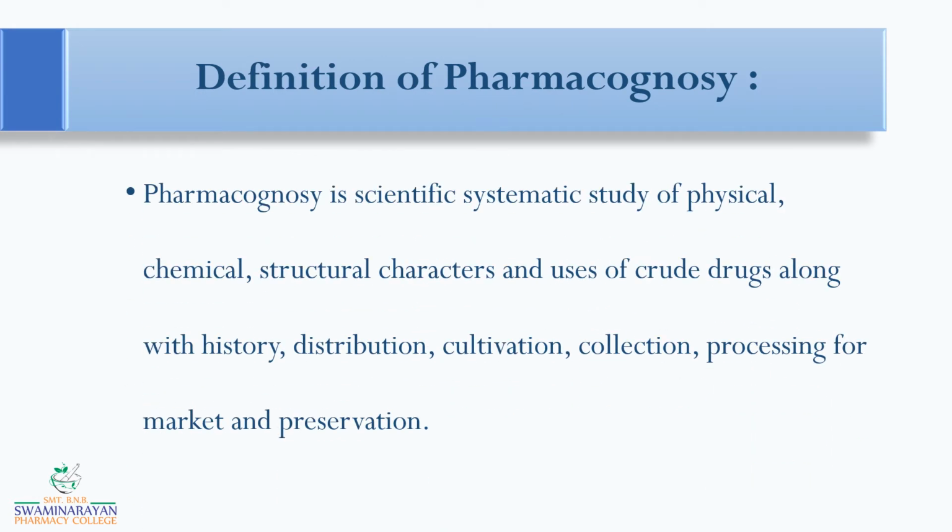So the definition of pharmacognosy: Pharmacognosy is the scientific systematic study of physical, chemical, structural characters and uses of crude drugs, along with history, distribution, cultivation, collection, processing for market and preservation.